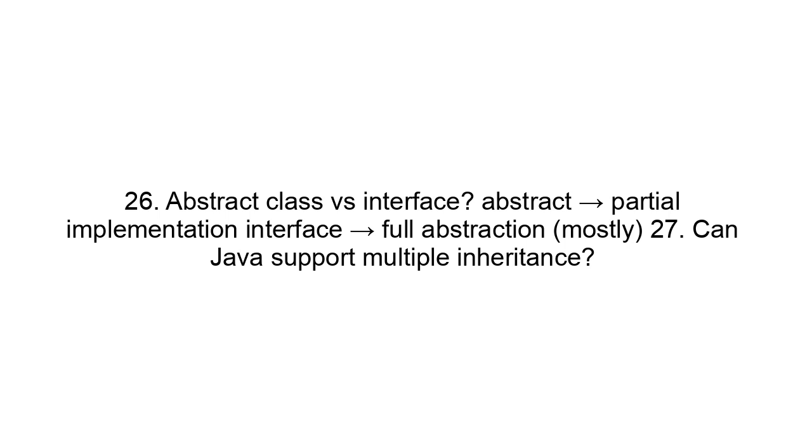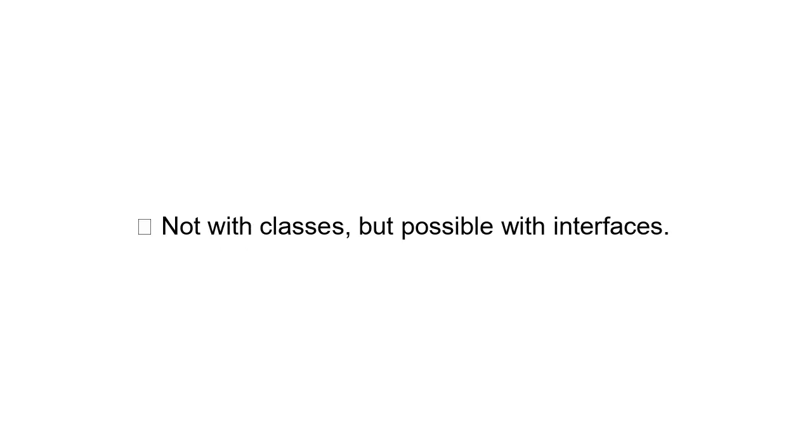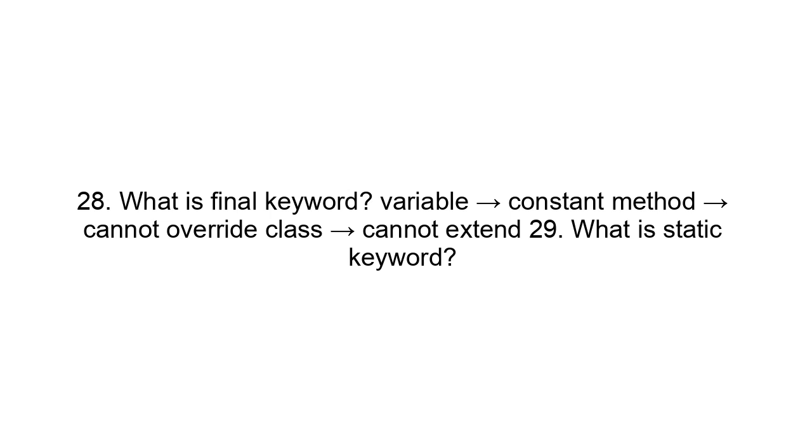26. Abstract class versus interface. Abstract means partial implementation, interface means full abstraction, mostly. 27. Can Java support multiple inheritance? Not with classes, but possible with interfaces. 28. What is the final keyword? Variable means constant, method means cannot override, class means cannot extend.